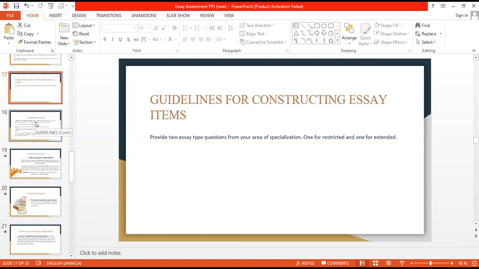Guidelines for constructing essay continued. Now provide 2 essay type questions from your area of specialization, one for restricted and one for extended. All right, so I'm going to ask someone from math, someone from social studies and geography, someone from English language, and someone from the sciences. Please, if you could just provide 2 essay type questions. I'm probably going to give you 3 minutes to write down one for restricted and one for extended. This would have been a good group work assignment.